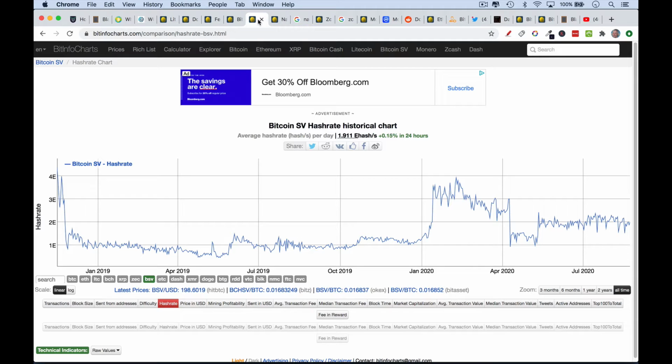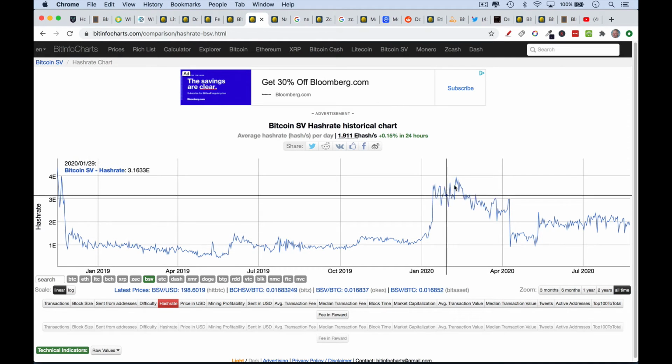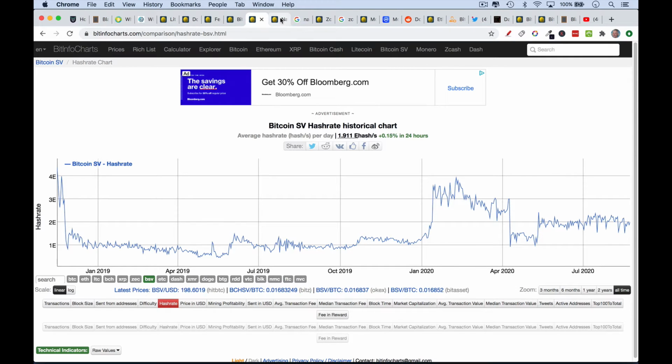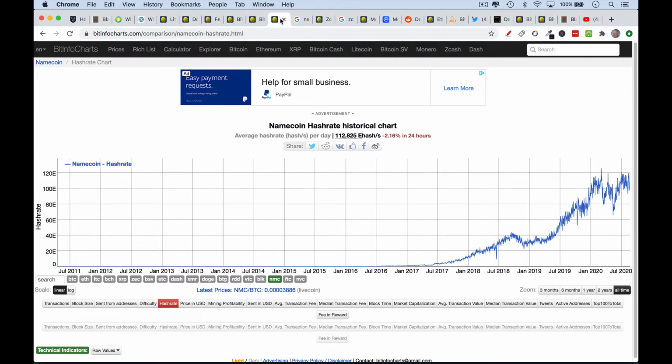Here's BSV, similar hash rate chart, not really trending anywhere. Looks like it went to a higher plateau here, but then it came right back down. And you're going to see how these hash rate charts compare to what we're coming to. Namecoin. Now, Namecoin seems to have a very good, this is more what I want to see a hash rate look like, where it's already at a high level, exahashes, and it's also trending upwards.